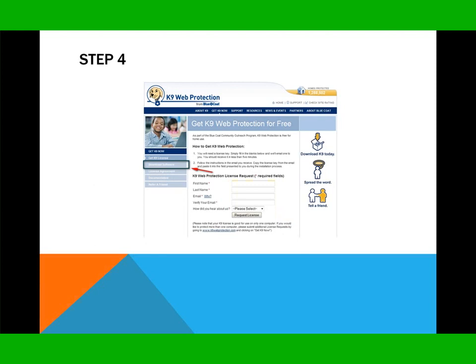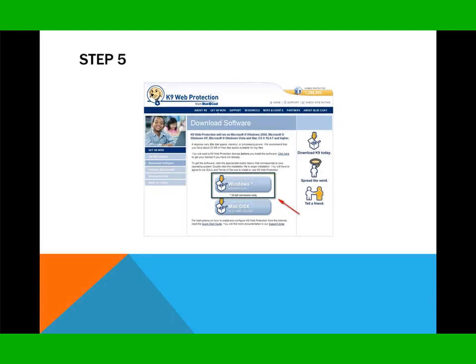From here, if you can see where the red arrow is pointing, click on that box there for download software. Once you click on that box, you will be taken to a screen here, and actually there's now three different options for you. The first one that I'm highlighting here is for Windows. This is for 32-bit versions only.